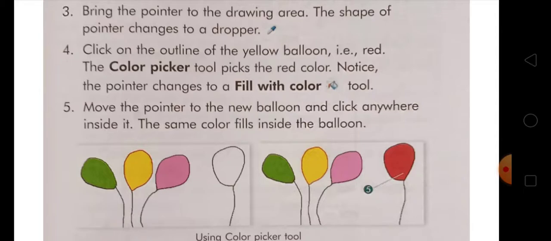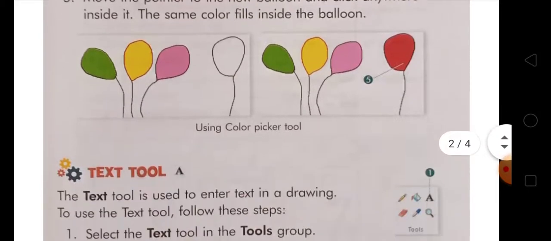And in the fourth step, you have to click on the outline of the yellow balloon. As an example, if it is red, the color picker tool picks the red color. Notice the pointer changes to a fill with color tool. And in the last step, you have to move the pointer to the new balloon and click anywhere inside it. The same color fills inside the balloon.